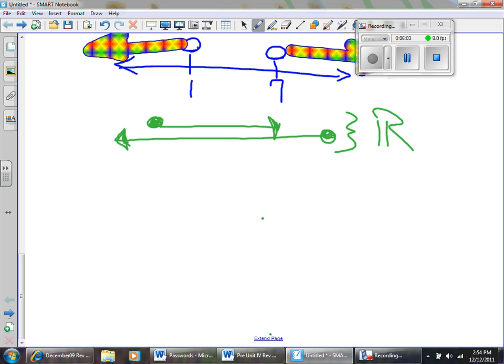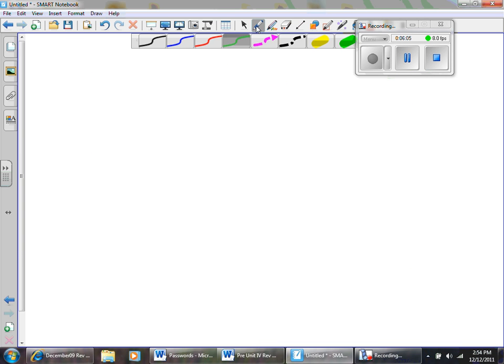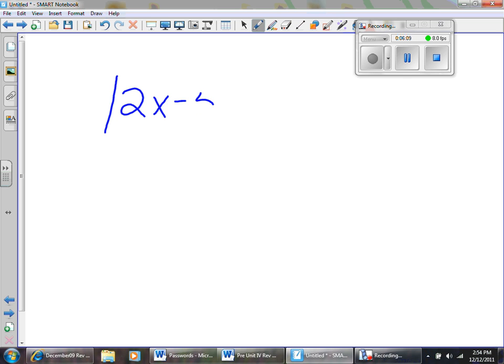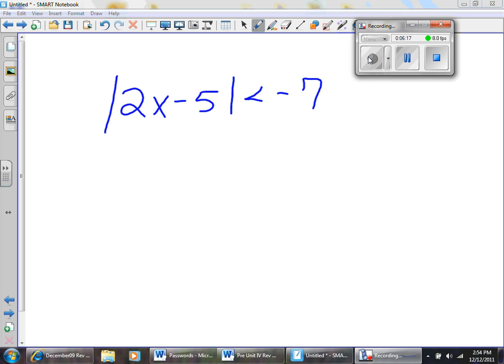I can't seem to get a blank page. There we go. All right, let's try out |2x − 5| < −7. Oh, danger, Will Robinson. Danger, danger, danger. On this one, we see that the absolute value has to be less than 0. We know that's not possible. This is a no solution problem.